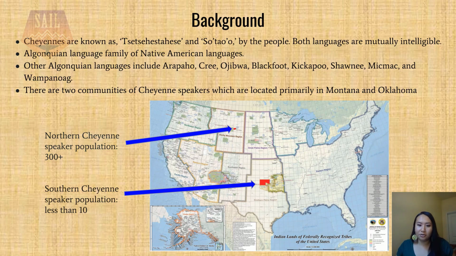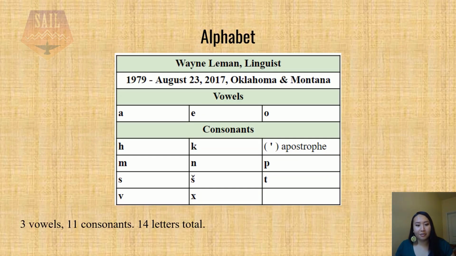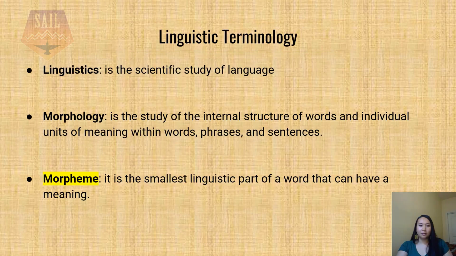There are currently two communities of Cheyenne speakers, one in Montana and the other in Oklahoma. The Northern Cheyenne have a little over 300 speakers, while the Southern Cheyenne have less than 10. For the Cheyenne alphabet, we have 14 letters total, which is different from the English alphabet that has 26 letters. And this is just so you can see what's all there.